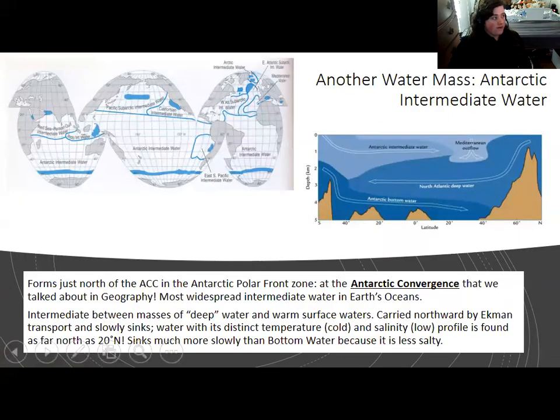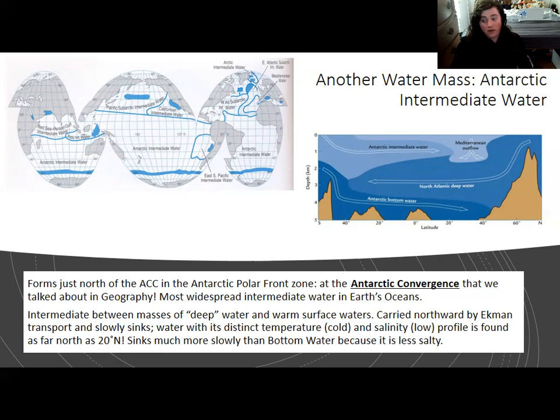So another one of these distinct masses is the Antarctic intermediate water that I just mentioned. It forms as surface water flowing away from Antarctica sinks at the Antarctic convergence because it goes under less dense, warmer waters from the north. It will then travel underneath the surface waters as far north as 20 degrees. And it's not quite as voluminous overall as Antarctic bottom water. It does still serve a role in spreading oxygen and nutrients throughout the deep ocean. It just doesn't sink nearly as deep as Antarctic bottom water because it's not as cold and dense.